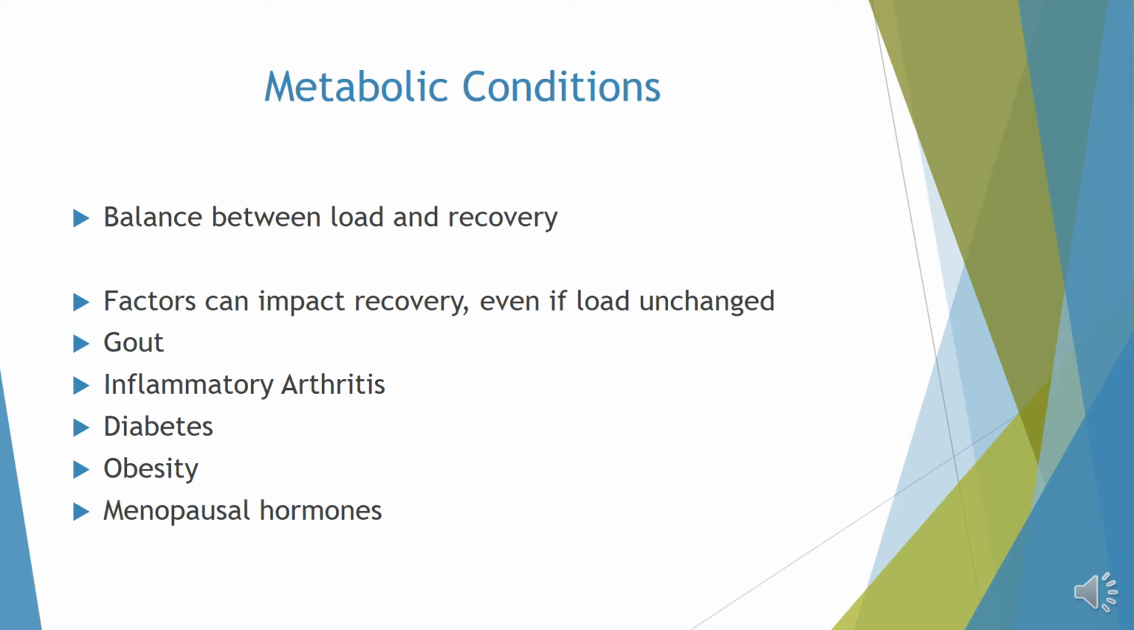So even if the load is completely unchanged and is fairly steady and sound, the presence of diabetes, obesity, menopausal hormones, particularly gout and inflammatory arthritis, can actually reduce your ability to recover from that tendon load. And the menopausal hormones, that's one of the common reasons we see Achilles pain and also pain on the side of the hip in women tend to be in their 50s.